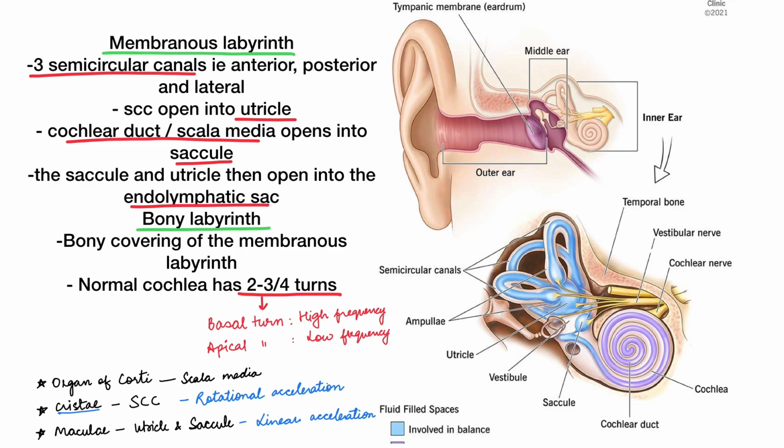So the other two organs present here are cristae and maculae. Cristae in semicircular canal, maculae in utricle and saccule, and these are responsible for the vestibular function, which is rotational and linear acceleration.